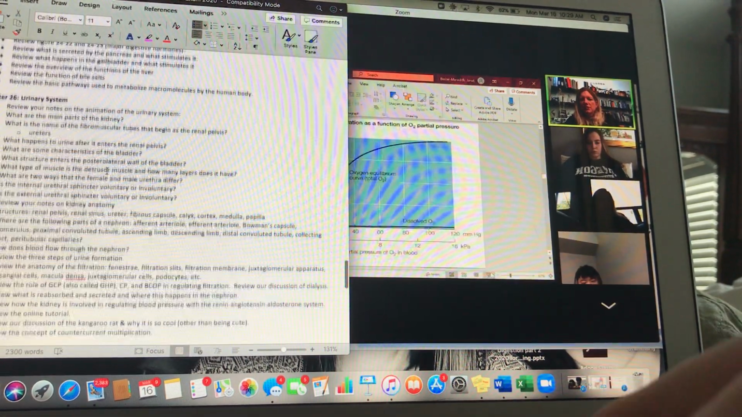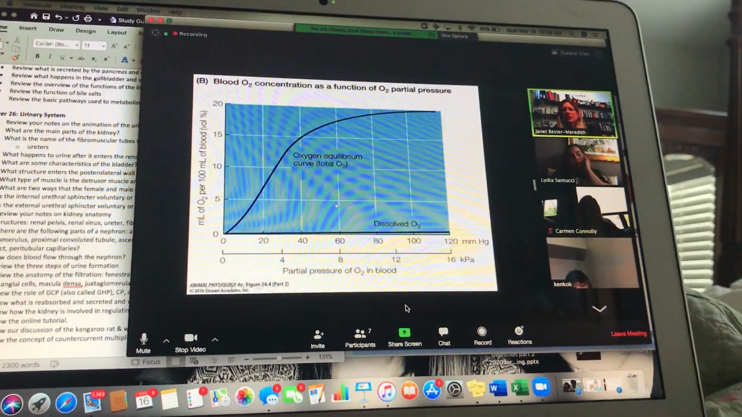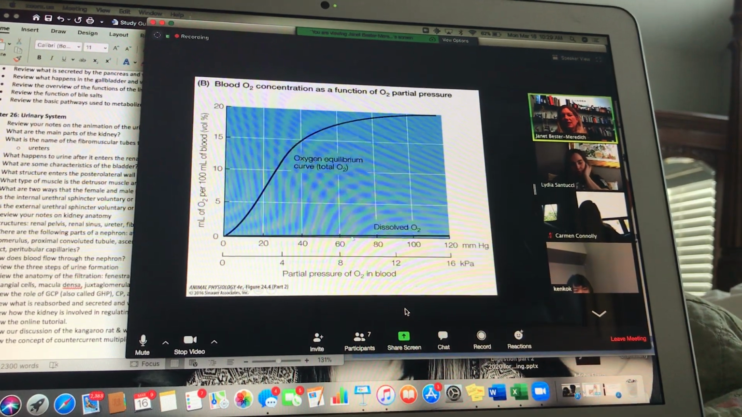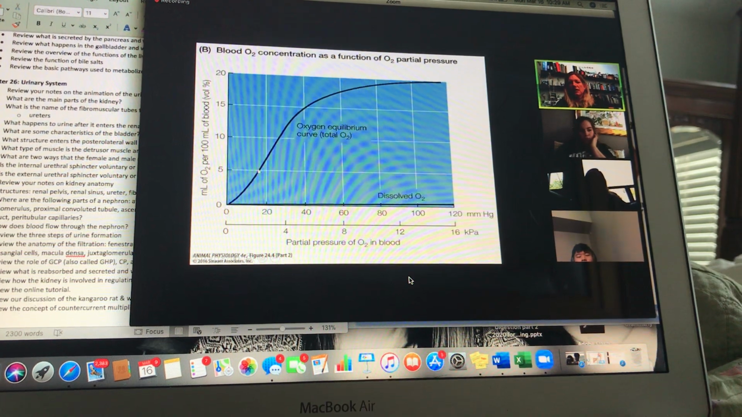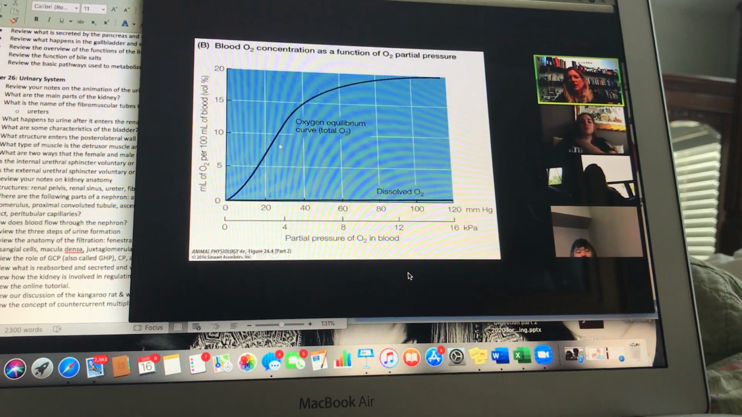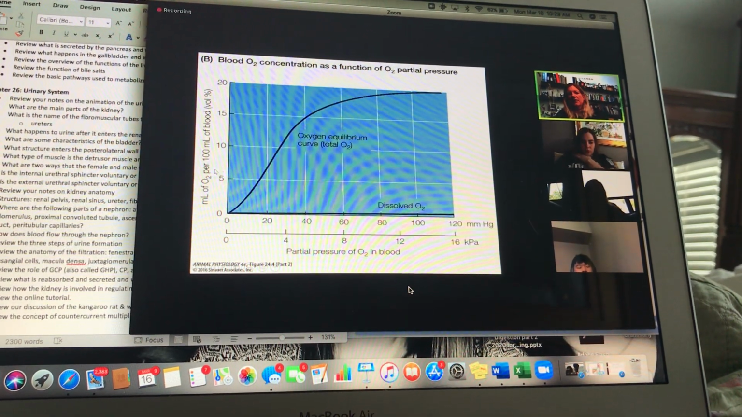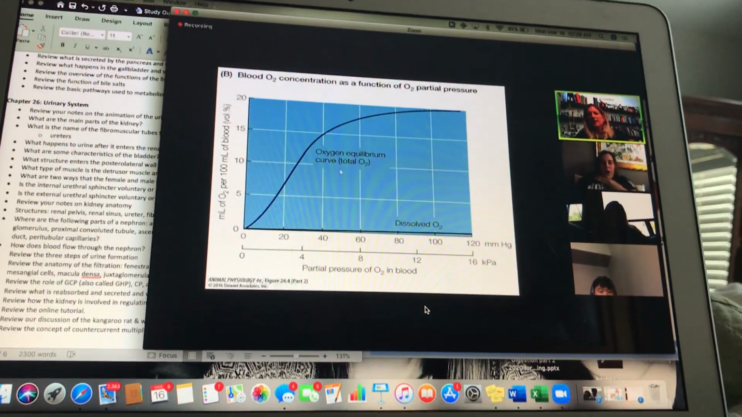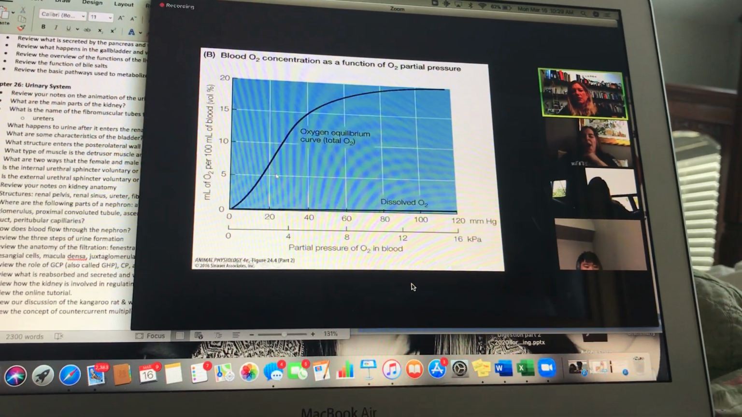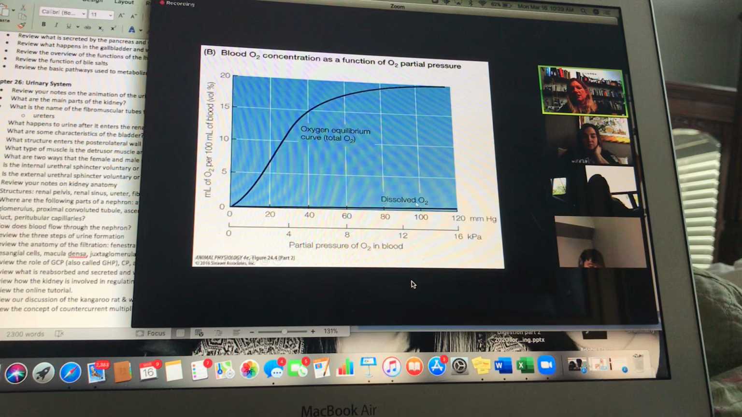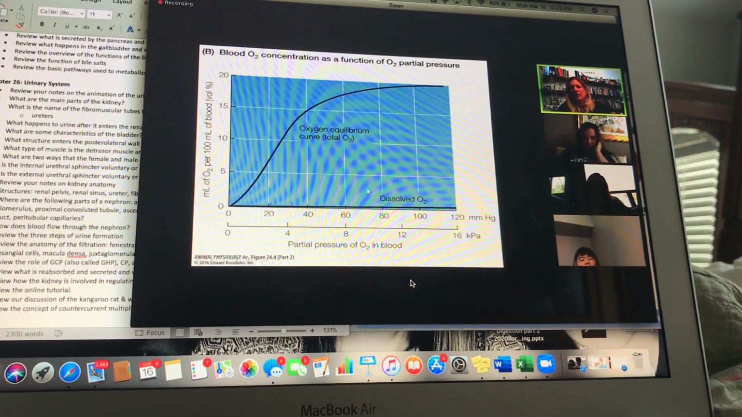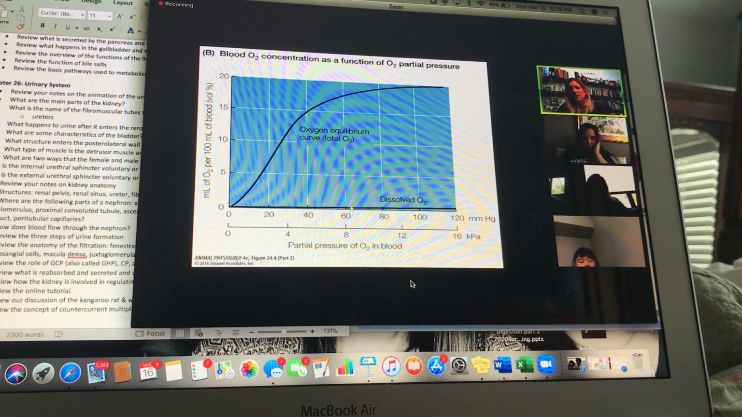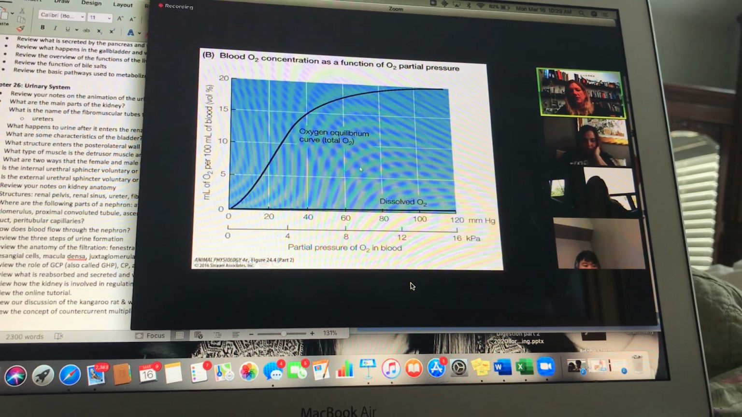So the graphs that I showed you in class were just showing you that you compare the dissolved oxygen, which is very little, with the oxygen equilibrium curve. Sometimes they have percent saturation on the y-axis, sometimes they just have the total amount. That includes the dissolved oxygen too, but the dissolved oxygen is pretty much negligible. So I just wanted you to realize that there isn't very much dissolved oxygen.